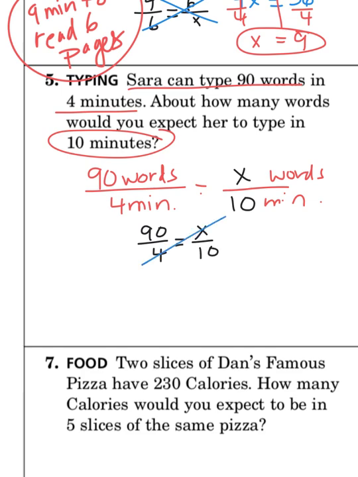Well, there's my 4X. 4X equals 90 times 10, 900. Divide by 4, divide by 4.